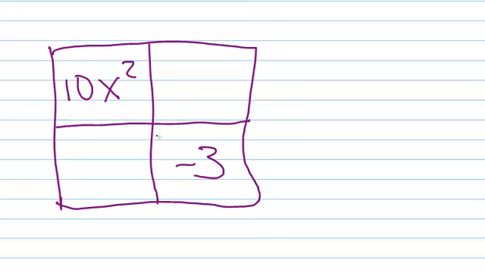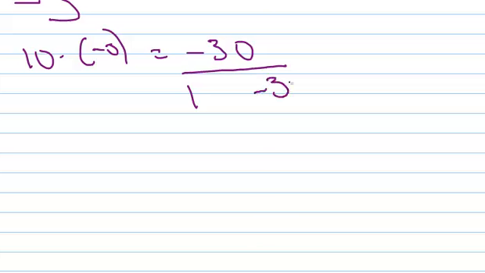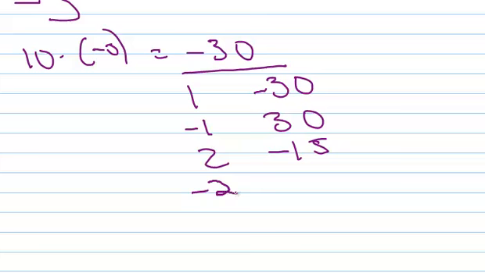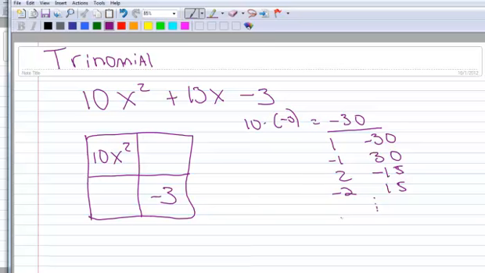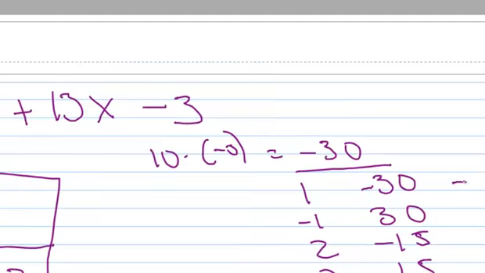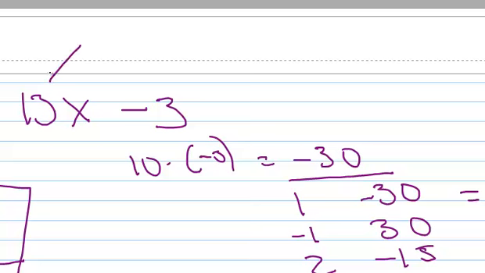And then you take the coefficients, 10 times 3, 10 times negative 3, and we end up with negative 30. And then what you do is you now make a list of factors. 1, negative 30, negative 1, positive 30, 2, negative 15, negative 2, positive 15, and you just keep doing this, dot, dot, dot. Here I'll just do one more, 5, negative 6, until you get a set of factors that when you add them up, give you this coefficient right there.